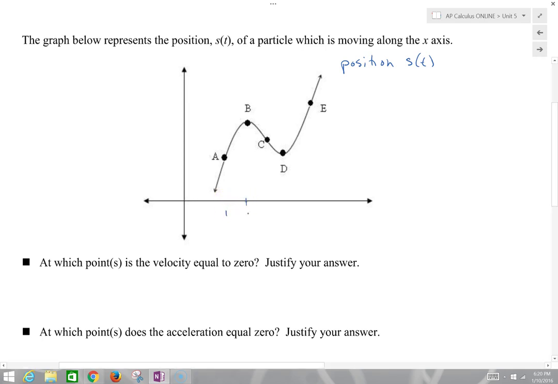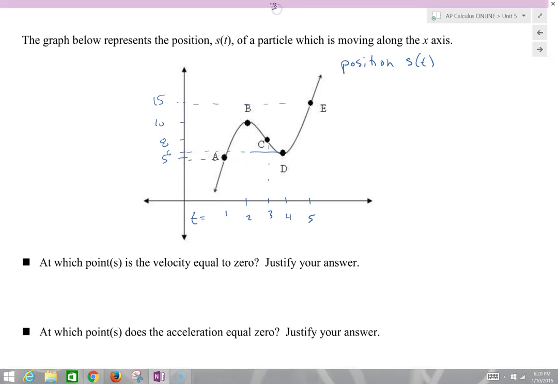So I'm just going to call this 1, 2, 3, 4, 5, and then let's call that 5, 10, 8, 6, and this one up here is up at, I don't know, 15. It doesn't really matter as long as they're relative to where they're at. So what this means is that the position at time 1 second, the particle is at 5. Let me pick a different color. Let's go with red. So at 1 second, it's at 5.